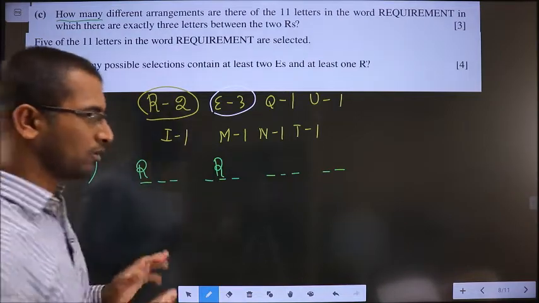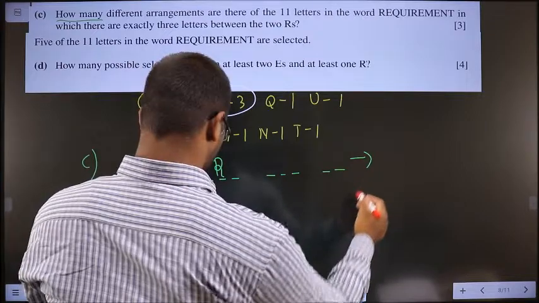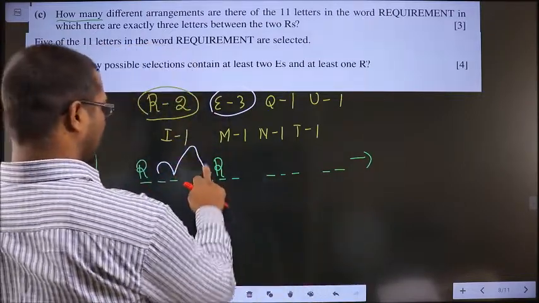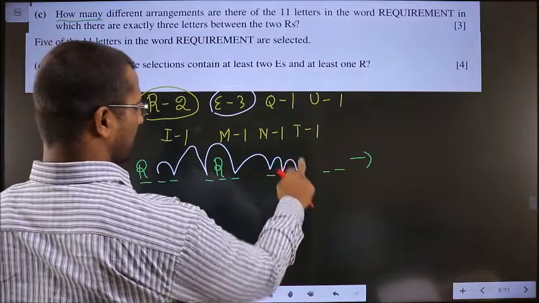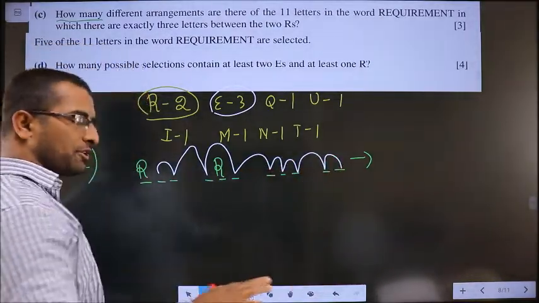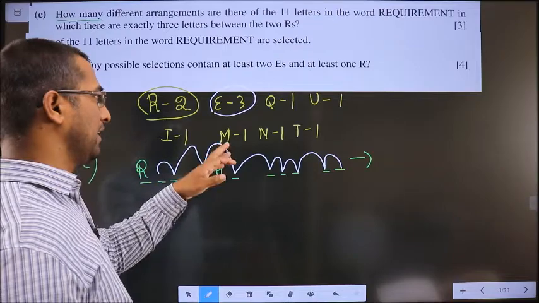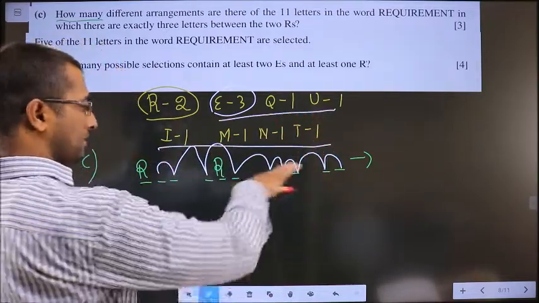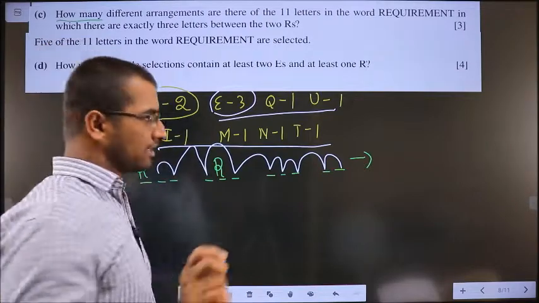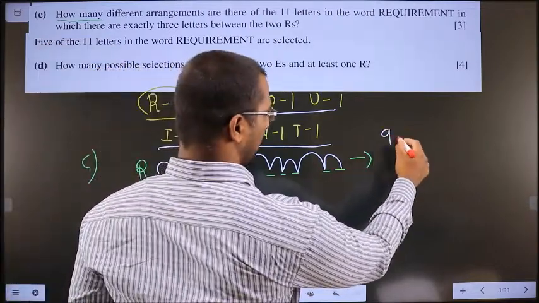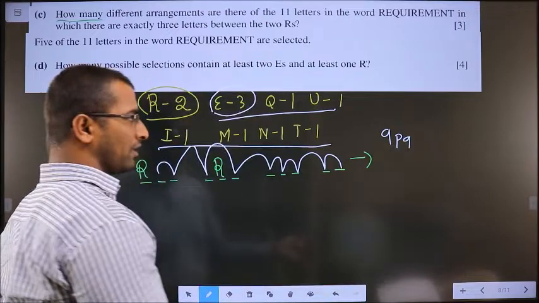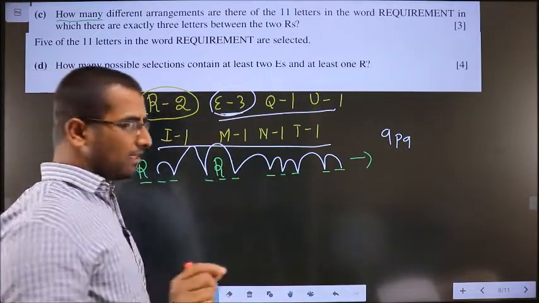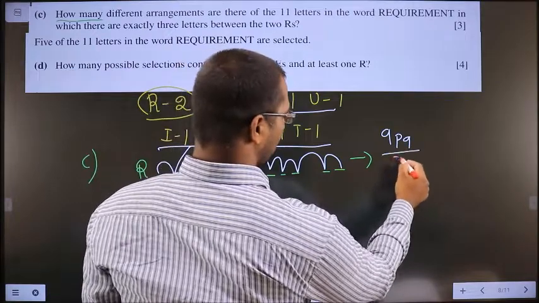Okay. Now, how many spaces do I need to fill? 1, 2, 3, 4, 5, 6, 7, 8, 9. So 9 spaces with 9 letters, leaving the R's. Using these 9 letters, fill these 9 blanks. That can be done in 9P9 ways. In that, again these 3 E's are identical, so divide it by 3 factorial.